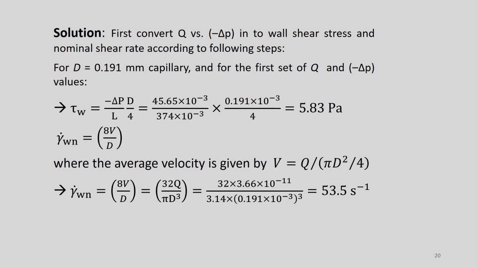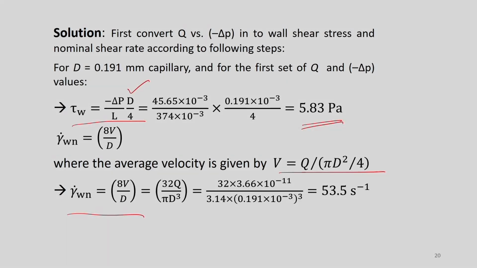So, let us first convert this information in terms of tau w is equal to minus delta p by L times d by 4, and then the nominal shear rate gamma dot w n is equal to 8V by d. So, when we do all these things, they are given here. Tau w for the first data point comes out to be 5.83 pascals, and then the average velocity, 4Q by pi d square, that we can get here.